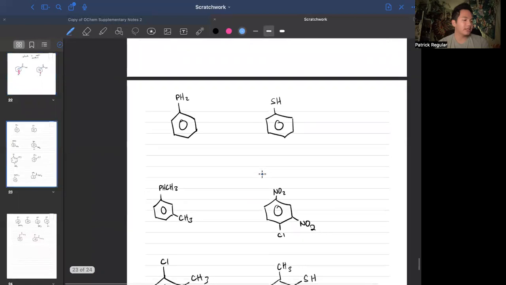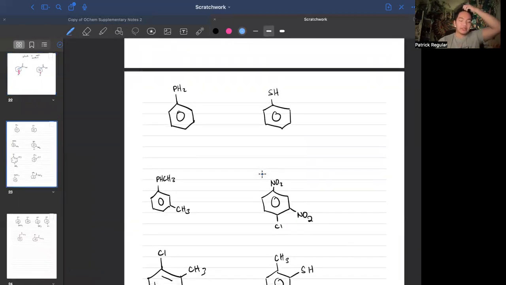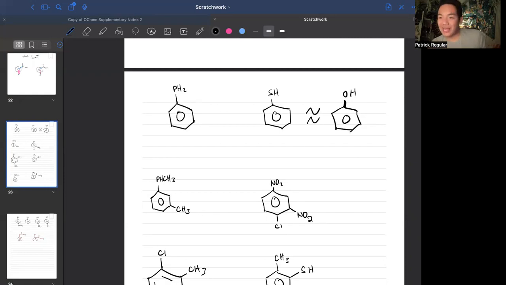All right, so now let's address phosphorus and sulfur. How the heck do phosphorus and sulfur play into this? Well, in short, it's really easy. Phosphorus, just treat it as if it was nitrogen, and sulfur, treat it as if it was oxygen. So a thiol has pretty much similar properties as OH. What does that mean? A thiol is like an OH, a strong activator, so it likes ortho-para.